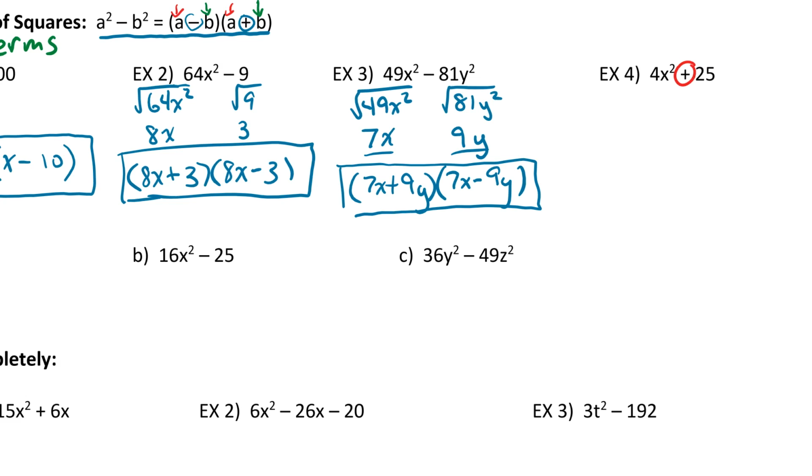So remember, this is called the difference of squares. Difference means negative. That negative between a squared and b squared is very important for this. If this is positive, we actually can't use difference of squares on it. And in fact, this one is just prime. So you write prime and you're done.